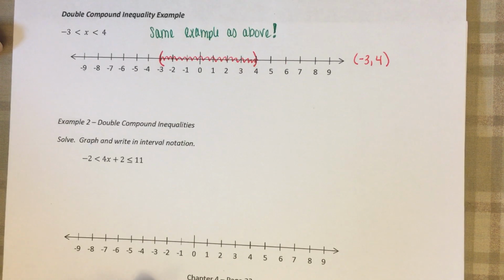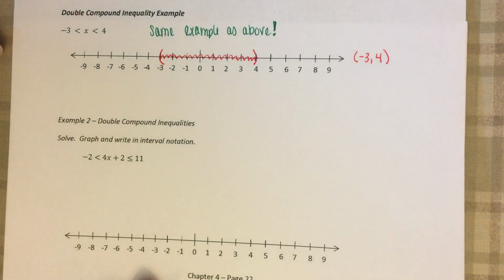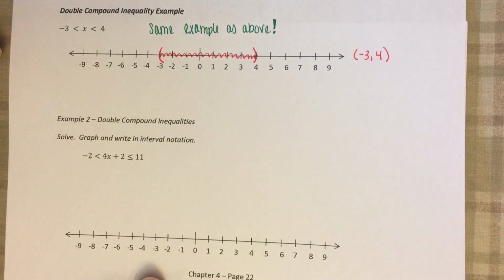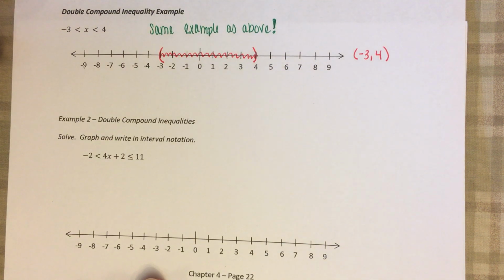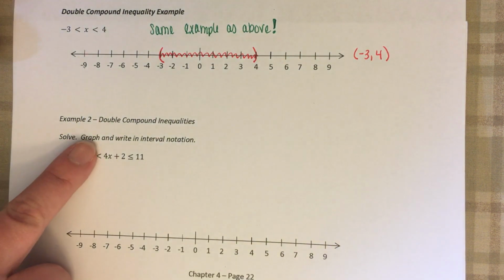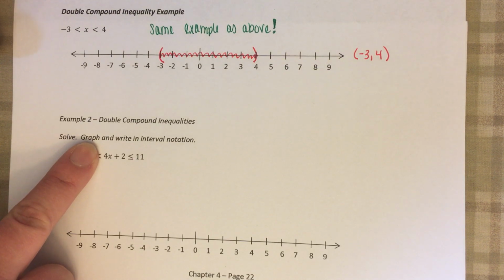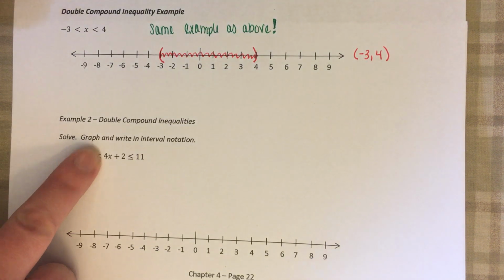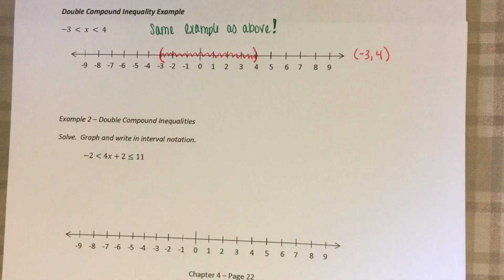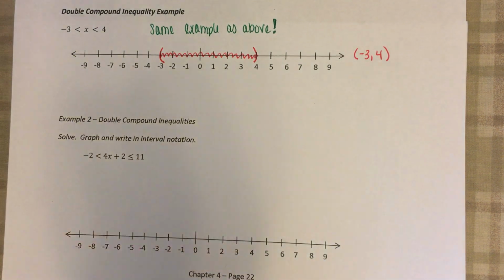All right, so looking at this example on the bottom, we have -3 is less than 4x plus 2, which is less than or equal to 11. Our goal is to get x all by itself. If we were just solving that part of our equation, ignoring the first part, we would want to get rid of the 2 first. We're going to do the exact same thing here. The key thing to remember is we want to solve all three parts together.